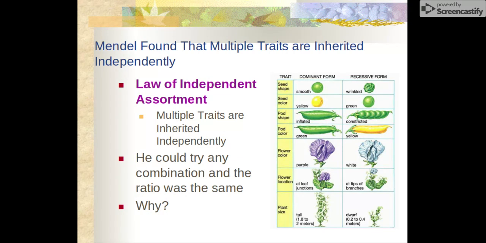All right, so law of independent assortment. Again, these traits are inherited independently, which is why we get this mixture of smooth and green and smooth and yellow and wrinkled and yellow and wrinkled and green when we look at multiple traits, okay? Because they're on different chromosomes, they're inherited separately. Okay, so we'll continue on from here in the next video.